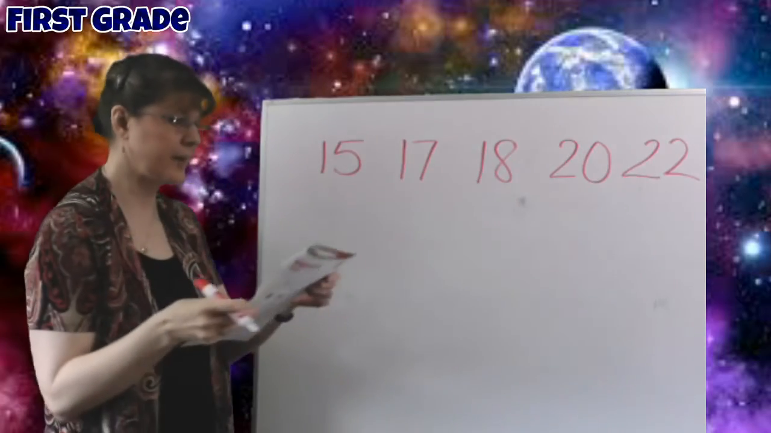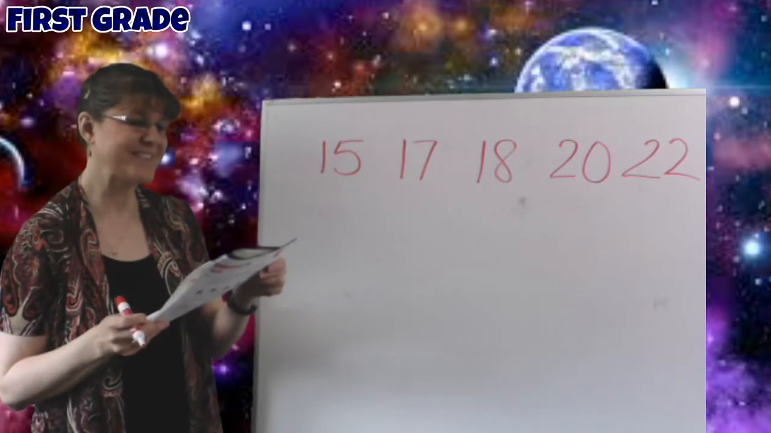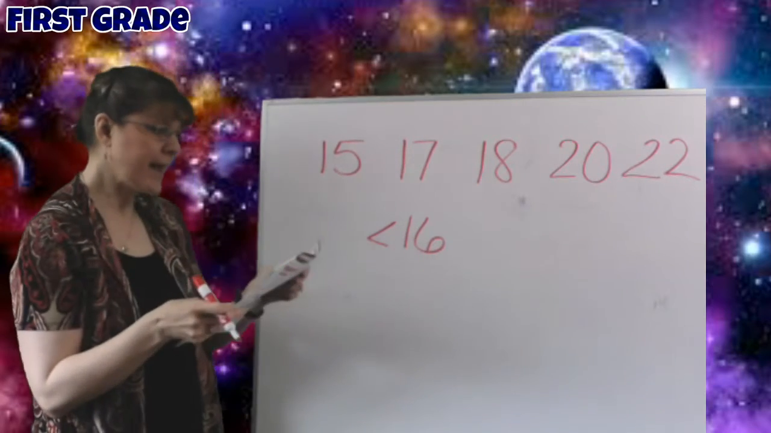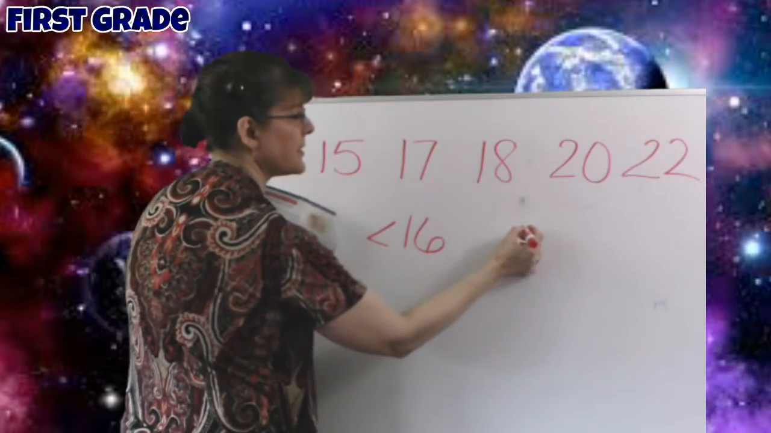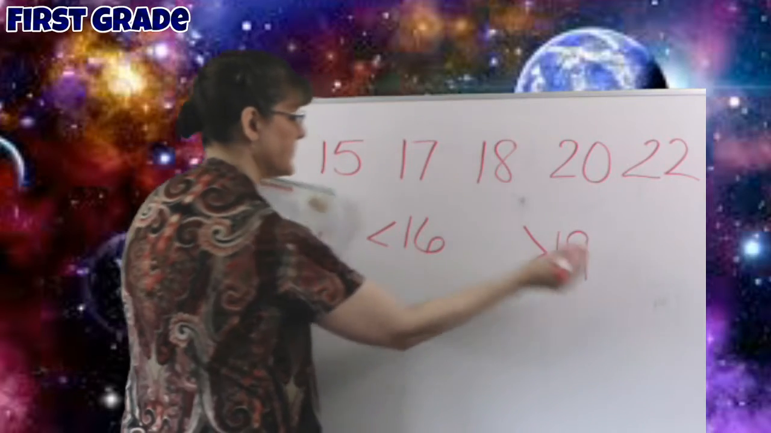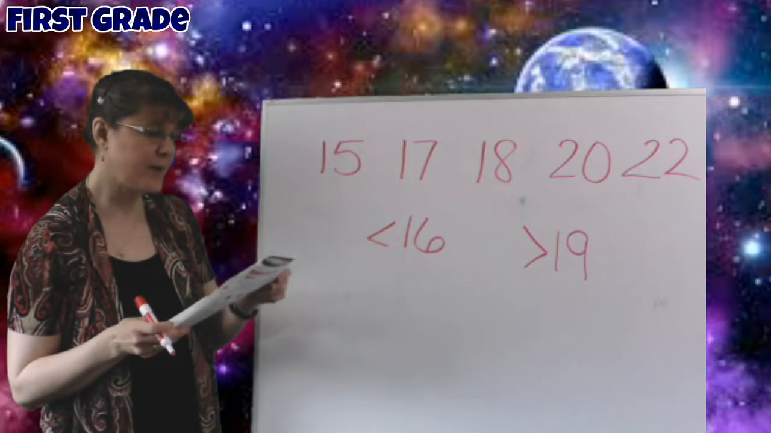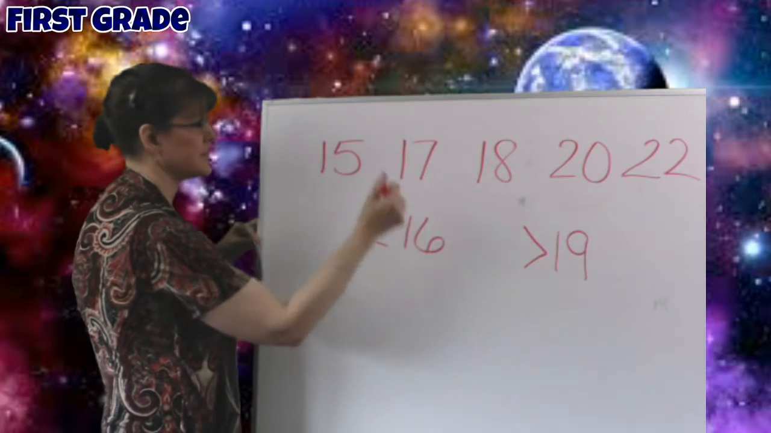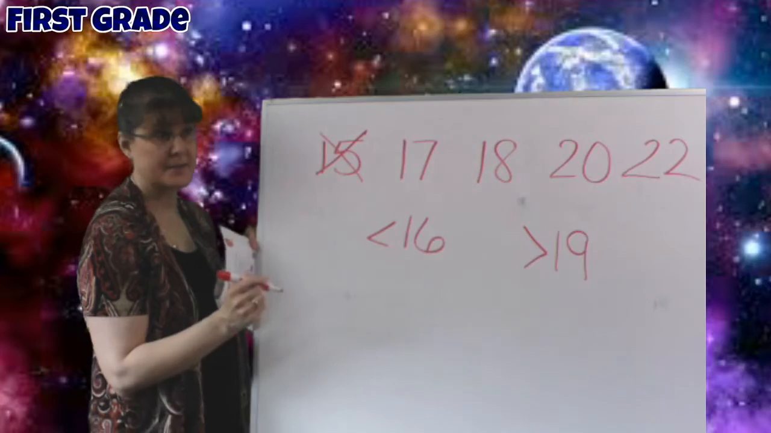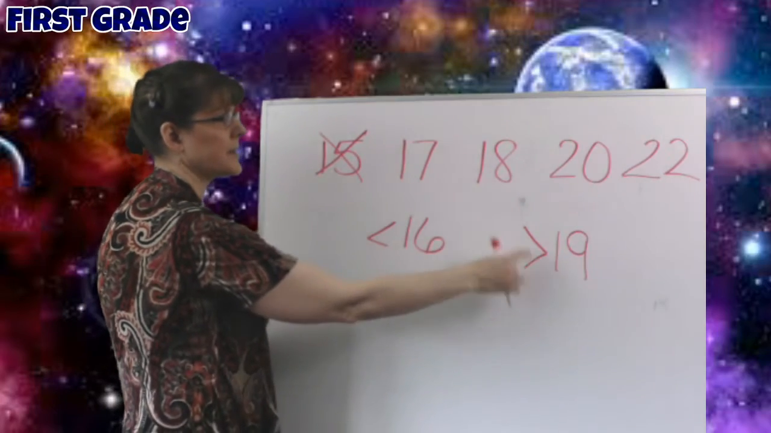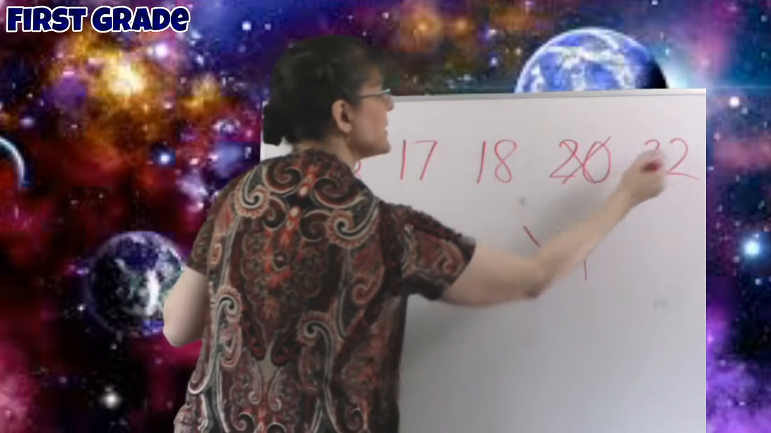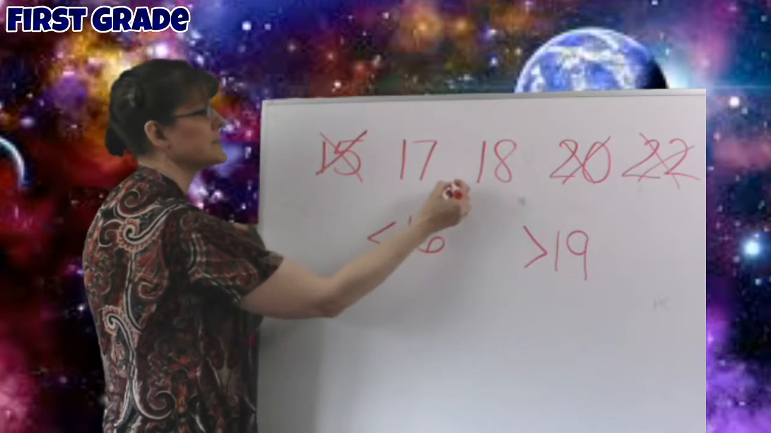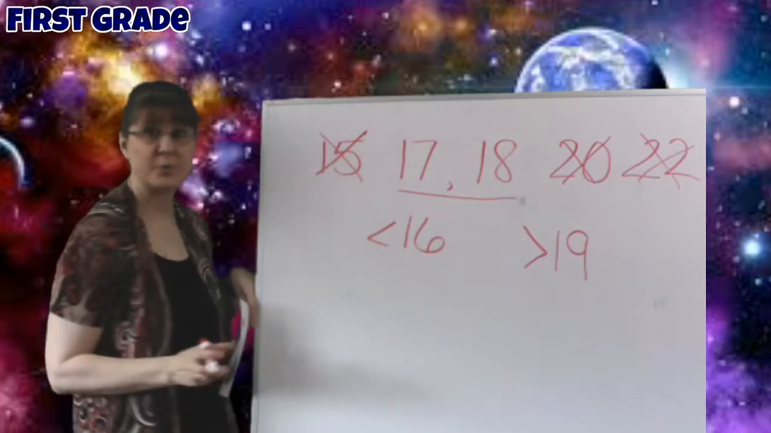Listen to Tony's story. He gives away the cards with numbers less than 16 and greater than 19. And then we need to cross those out and find out the number cards Tony has left. So what is less than 16? 15 is less than 16. What is greater than 19? 20 and 22 are more than 19. So the cards that I have left are 17 and 18 should be my answers.